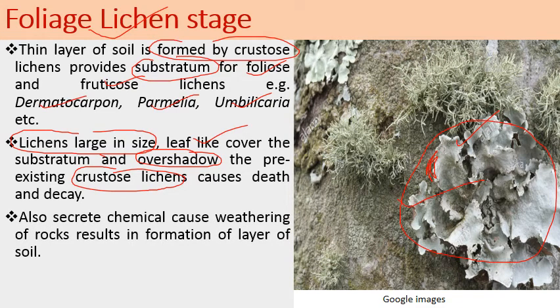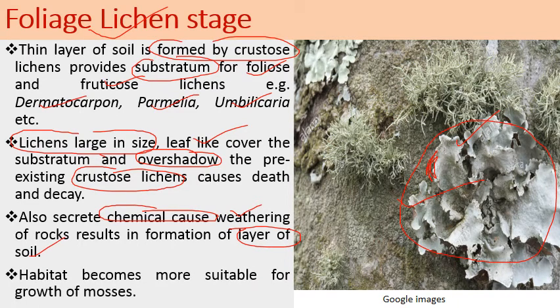They also secrete chemical substances like carbon dioxide that react with water and forms carbonic acid, jisse ki withering hoti hai rocks ki and results in the formation of layer of soil. Then habitat becomes more suitable for the growth of next community, which are the bryophytes, and out of bryophytes these are the mosses, and they form mat like structure on the surface of this rock.